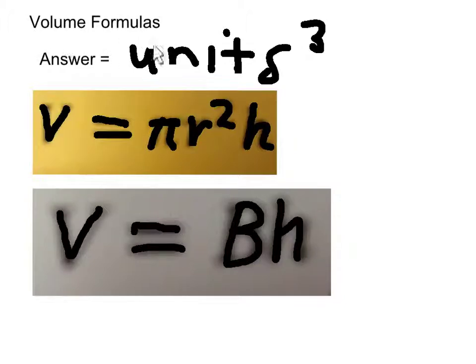Now you can see we have the volume formulas. Your answer will be units cubed, and we will be using V equals pi times r squared times h. Another formula you could use is V equals the area of the base times the height.